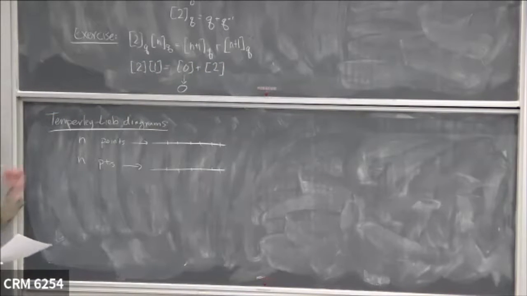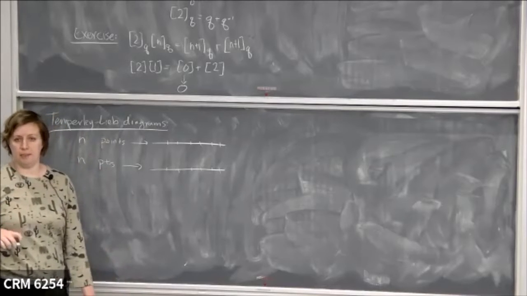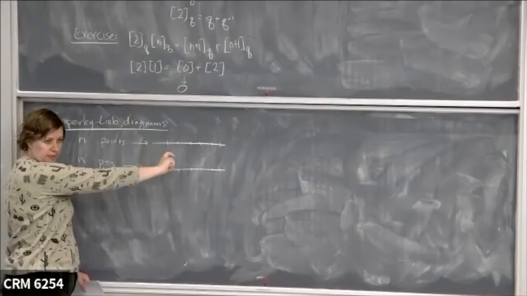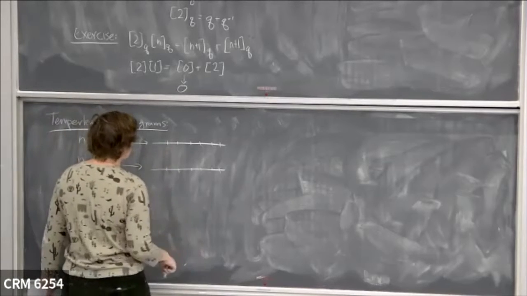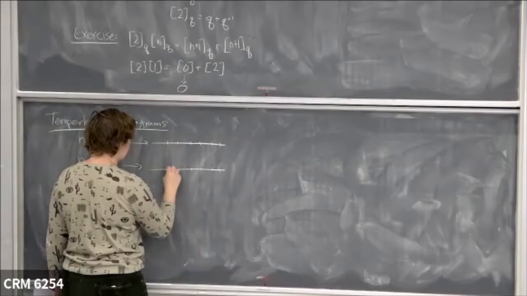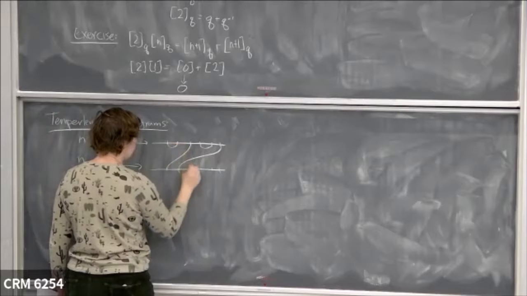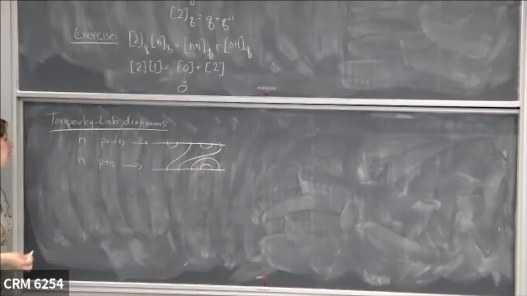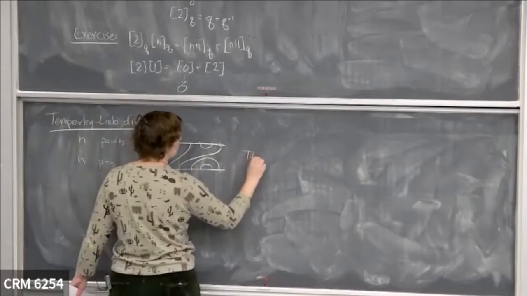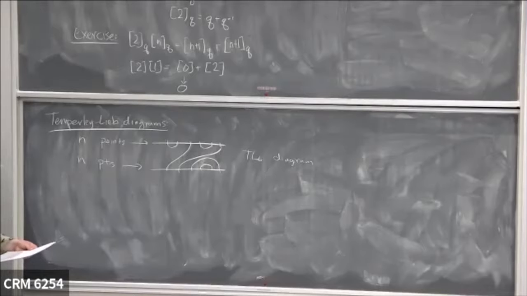Okay, so n points on the top, n points on the bottom, and we want to connect these points up while staying within this strip and without crossing any of the lines we create. If I just put my pencil down and start marking, I can get myself into trouble, so let's be a little bit careful. So this is an example of a TL6 diagram. Okay, that's it. That's a Temperley-Lieb diagram.